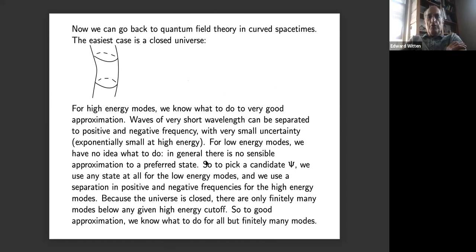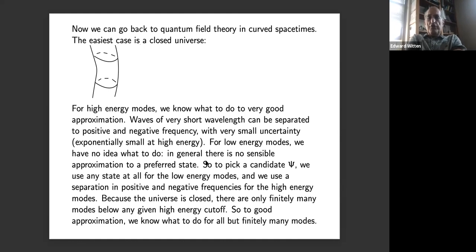Now let's go back to quantum field theory in curved spacetime. The easiest case is a closed universe. I've drawn a 1+1 dimensional closed universe. For high energy modes, we know what to do to very good approximation. Modes of very short wavelength can be separated into positive and negative frequency with very small uncertainty. In fact, this uncertainty is exponentially small at high energy, where high energy means high energy compared to 1 over the radius of curvature of the universe.